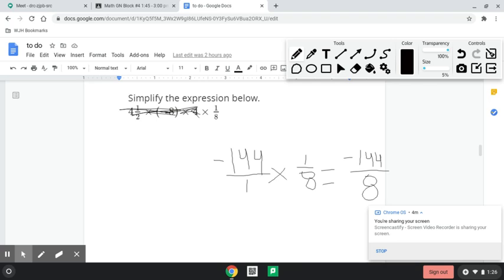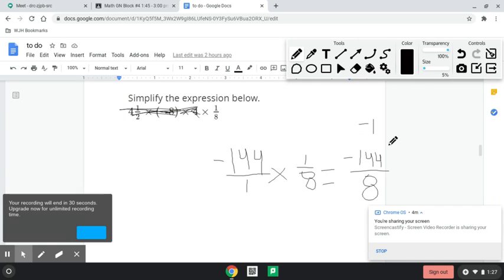So let me think about how many times it will go in. It'll be 1 time for the 14. I'm doing this division in my head real quick. -144 divided by 8, and that's going to make -18.